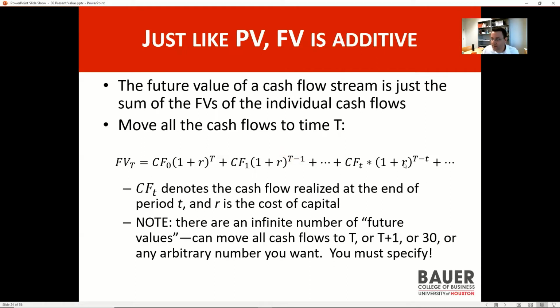Likewise, if you've got some cash flow at little t, how many times do you move that to get it to capital T? You move it big T minus little t. So you've got to move all the cash flows to the same time period. And here's a note that I said before. There's an infinite number of times that you could move cash flows to, so you have to specify which future period you're talking about.